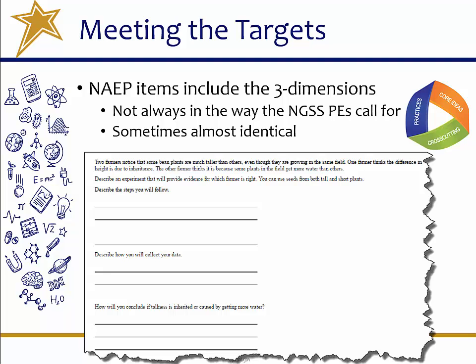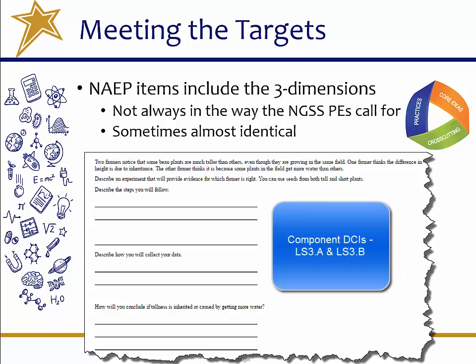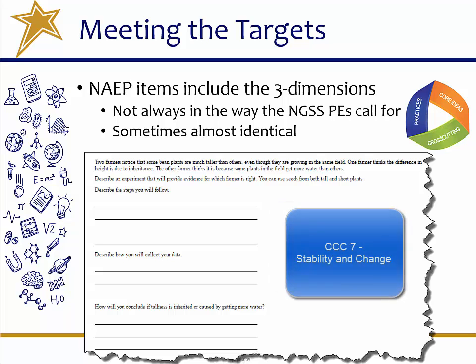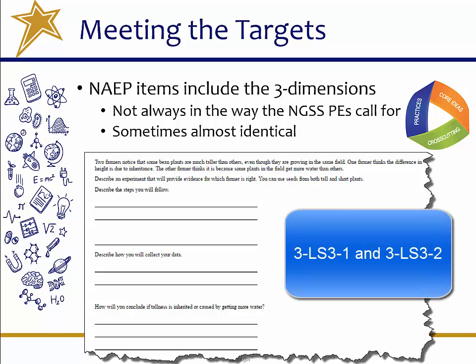First, how does NAEP meet this 3D science learning? This is a strong item that exemplifies how you can assess a DCI and a practice in combination that does not exactly match the NGSS, but still fits with the spirit of the standards. In our 2014 alignment work, this was aligned to SEP3, Component DCI LS3A and LS3B, and Cross-Cutting Concepts 7, Stability and Change. For our development work, we are asking you to align to the NGSS, so let's look at Grade 3 LS3-1 and Grade 3 LS3-2.